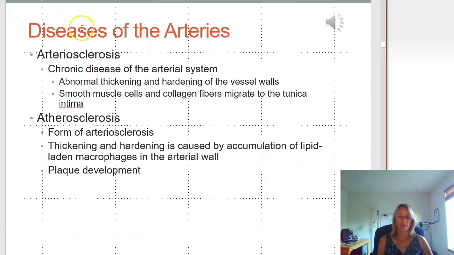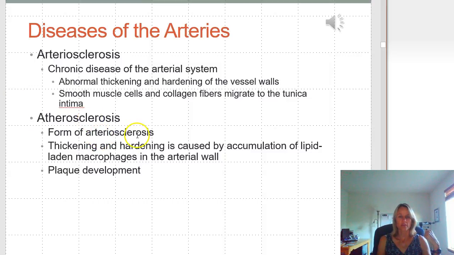Okay, now looking at some of the diseases of the arteries. Arterial sclerosis is when we have abnormal thickening and hardening of the vessel walls. So we get smooth muscle cells to proliferate along with collagen fibers, and they migrate into the intima layer, and that's going to cause a narrowing of those arteries.